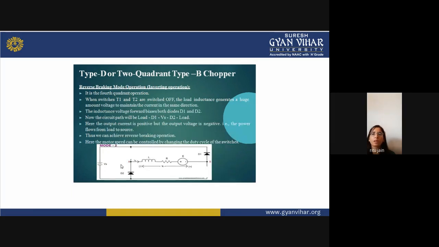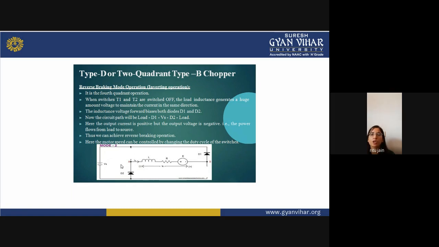Now reverse braking mode of operation, in which you can see that T1 and T2 are switched off and the load inductance generates a huge amount of voltage to maintain the current in the same direction, and the inductance voltage forward biases both diodes D1 and D2. So the current path will be from D1, Vs, and D2 to load. So here the output current is positive, but the output voltage is negative. So power flows from load to source. So we can achieve reverse braking operation in this mode.